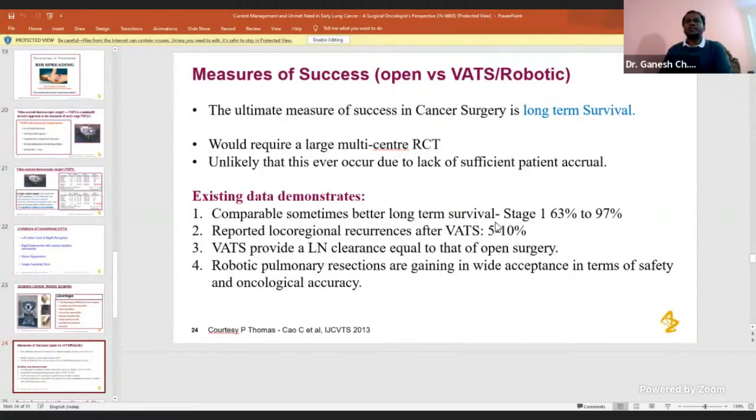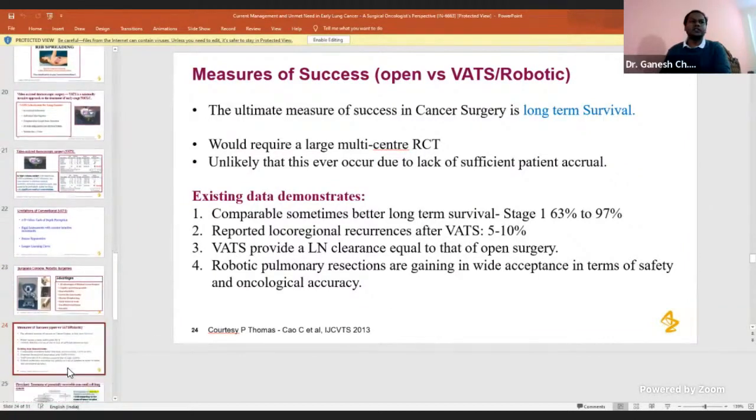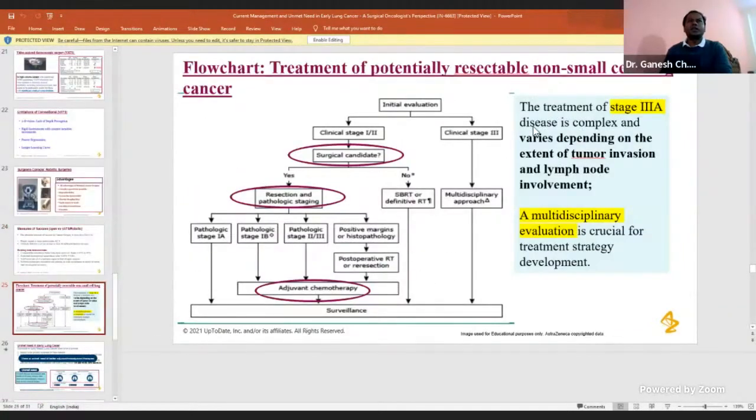What are the advantages? There is long-term survival in stage 1 of 63 to 97%. Recurrence is less, 5 to 10%. Lymph node clearance is more or less equal to open surgery. Robotic pulmonary resection is gaining wide acceptance in terms of safety and oncological accuracy.